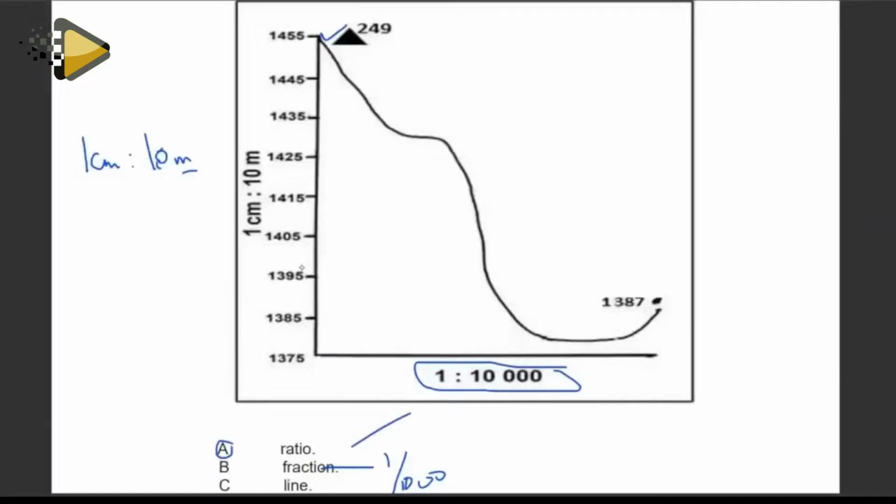How do we convert meters to centimeters? We multiply by the number of centimeters in a meter, which is 100. So we are multiplying our 10 by 100. 10 times 100 gives us 1000. So for that reason, our scale is 1:1000. We have converted our 10 meters on the vertical scale by multiplying by the number of centimeters in a meter, times 100, to give us 1000. So the ratio scale of the vertical is 1:1000, and the horizontal is 1:10,000.